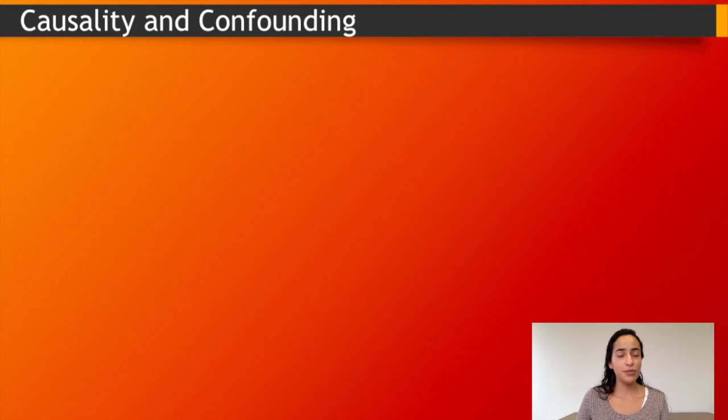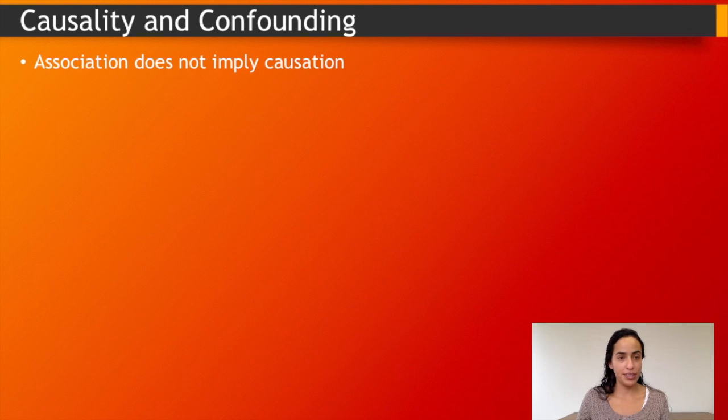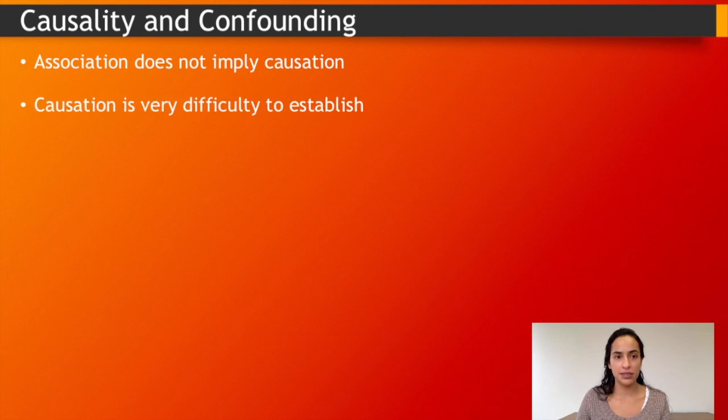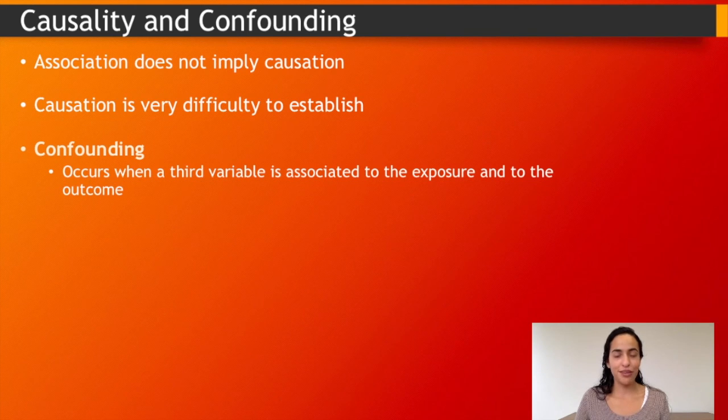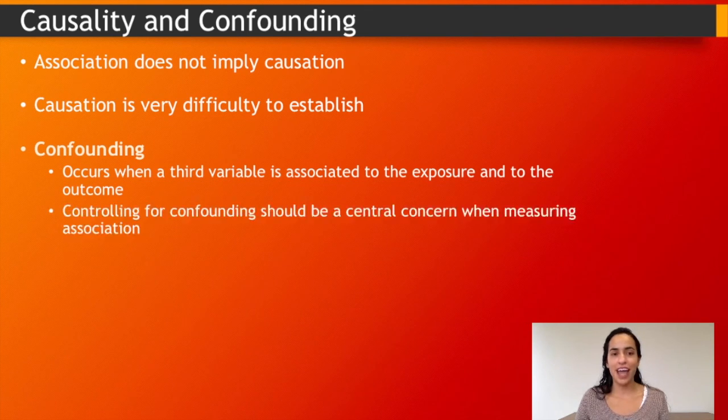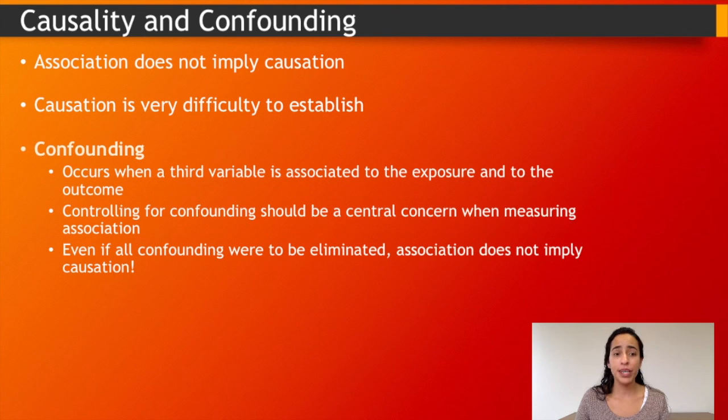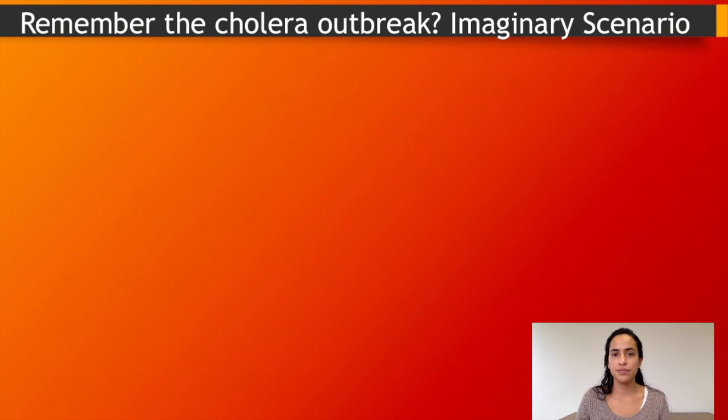So, one of the most important things to remember when you're doing quantitative research into associations is that association does not imply causation. Causation is in fact very difficult to establish. One of the things you have to consider is confounding, which occurs when a third variable is associated to the exposure and to the outcome. Controlling for confounding should be a central concern when measuring association. But bear in mind that even if all confounding were to be eliminated, association still does not imply causation.